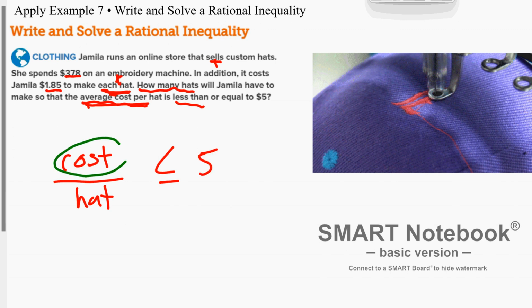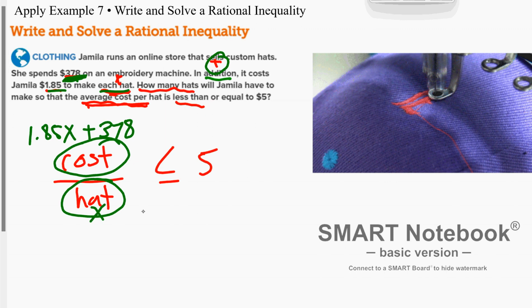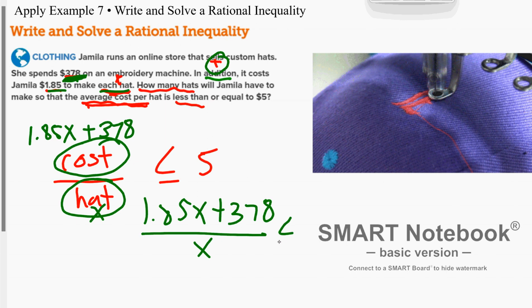So how much does it cost to make the hats? Well, it costs the embroidery machine, and then in addition, it costs $1.85 each hat. So the cost is our $378 plus the cost per hat, 1.85 per hat times x. And how many hats do we make? Well, we don't know. That's why we're going to use x. So then we have this inequality: 1.85x plus 378 over x, which we want to be less than or equal to 5, and so we want to solve for x here.